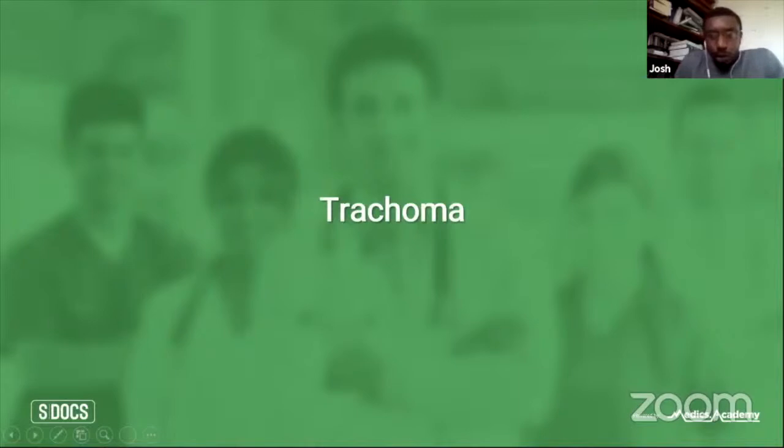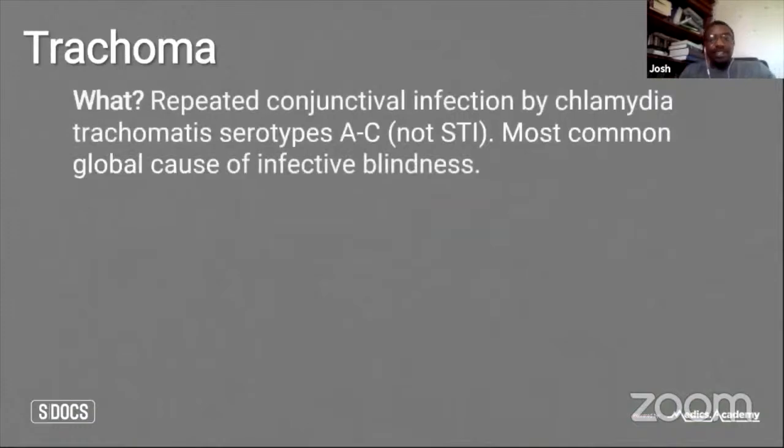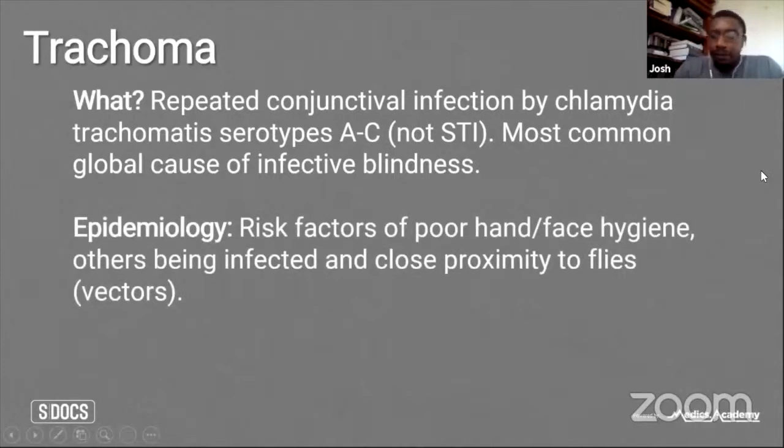And finally, the last disease that we're going to look at is trachoma. What is trachoma? It is a disease that's caused by repeated conjunctival infection by Chlamydia trachomatis serotypes A to C. So these serotypes are not the STI version of Chlamydia trachomatis. That's serotypes D to K. This is A to C that's causing the disease trachoma. It's the most common global cause of infective blindness. Epidemiology, so risk factors for trachoma are poor hand and face hygiene, being close to others who are infected, being close to lots of people who are infected, and being in close proximity to flies as well.